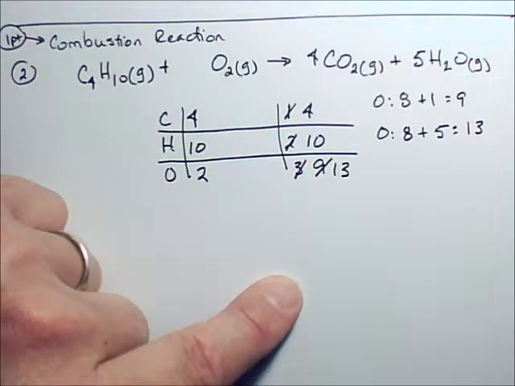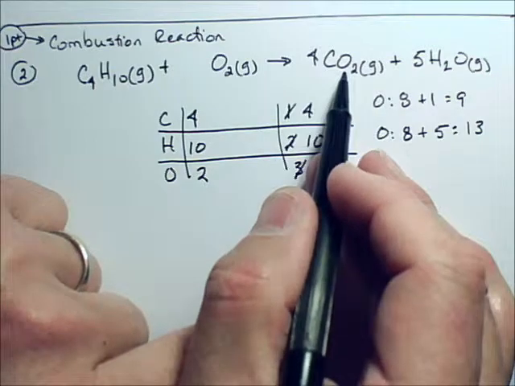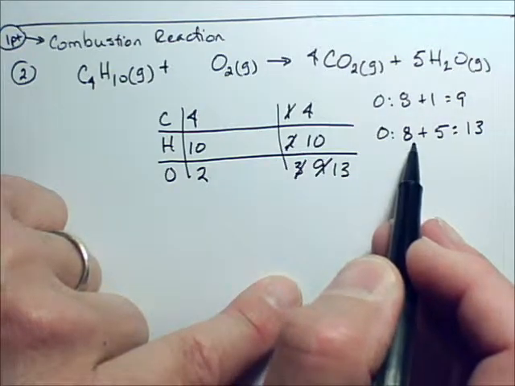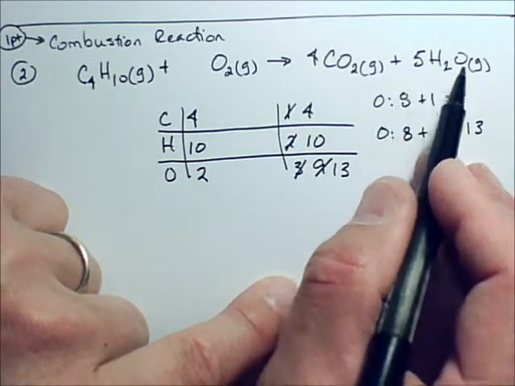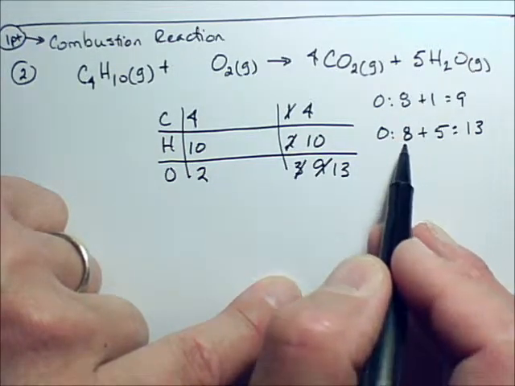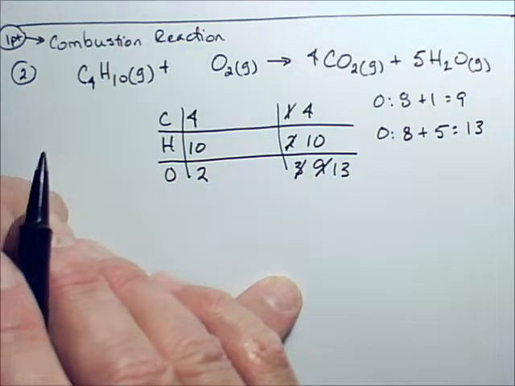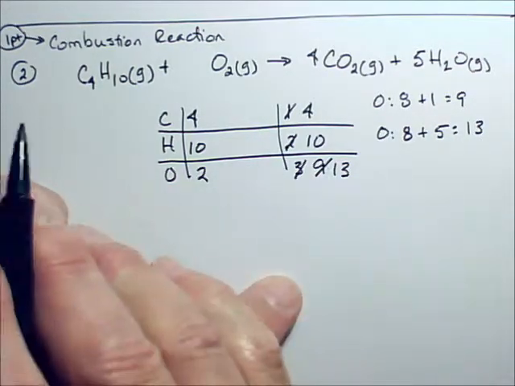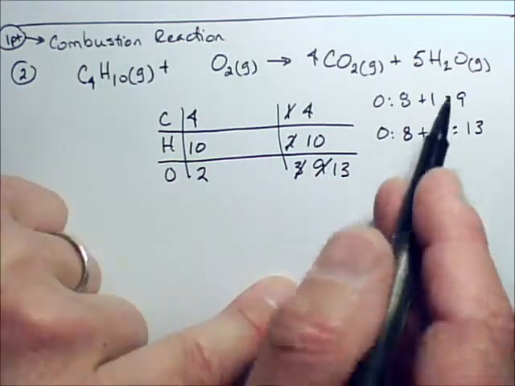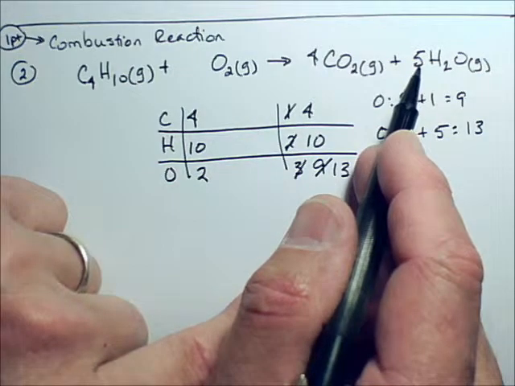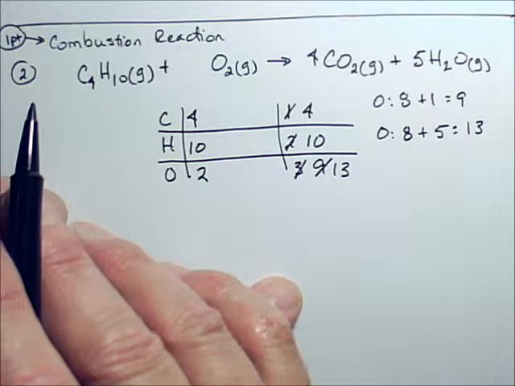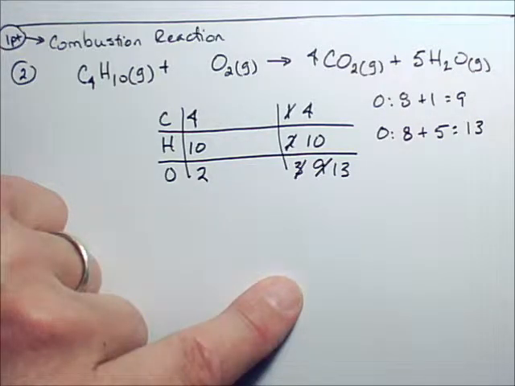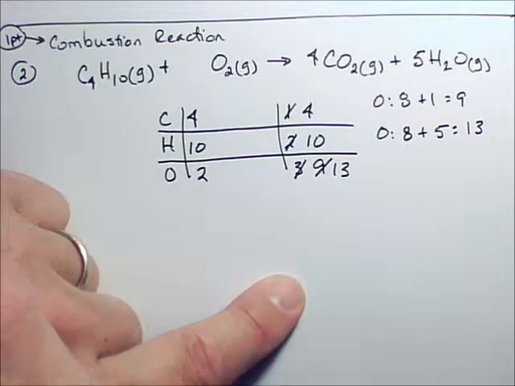Okay? 4 times 2 oxygens is 8 oxygens. Plus 5 times 1 is 5. And 8 plus 5 is 13. And I put the 13. There were originally 9, but now I just changed it when I put this 5 here. You have to recount the whole thing. Okay?